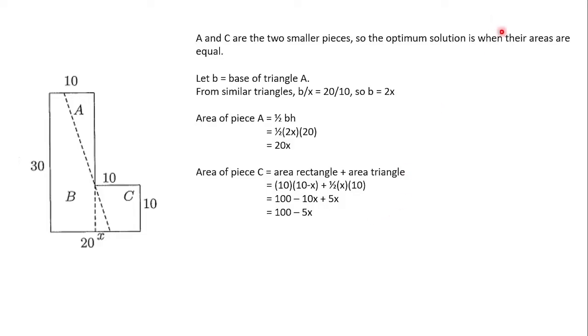And now we want where the areas are equal, so we let 20x equal 100 take away 5x. Solve this, and we get x equals 4. And now we can sub this into either of these. I just did piece A. So 20x becomes 20 times 4. So the size of his piece is going to be 80 centimeters squared.